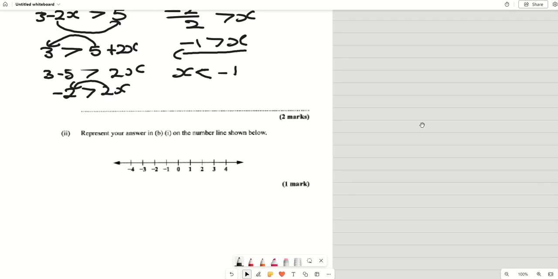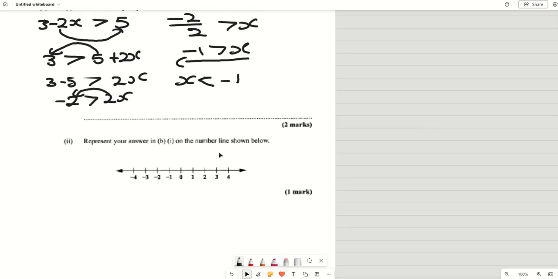right? They said represent the answer in part B on your number line. So we are going to look for -1, and we're saying is less than. What are the values less than? We're going that direction, right? So that is how you would represent it on a number line. You do not shade the circle. If this was equal to, then you would shade the circle, but it's an empty circle pointing in the direction of what is less than -1.